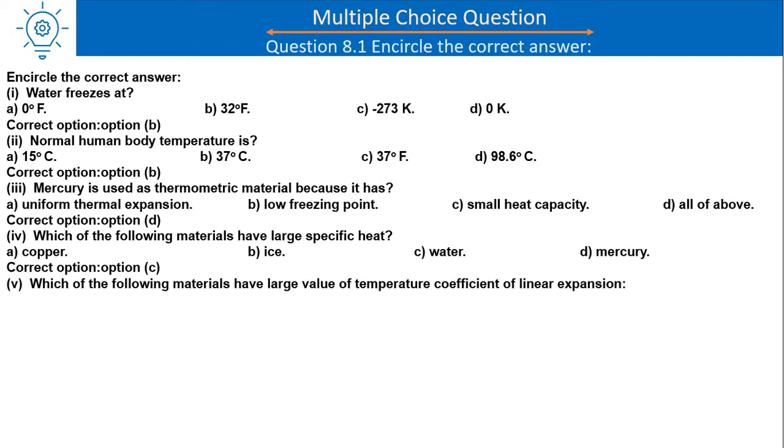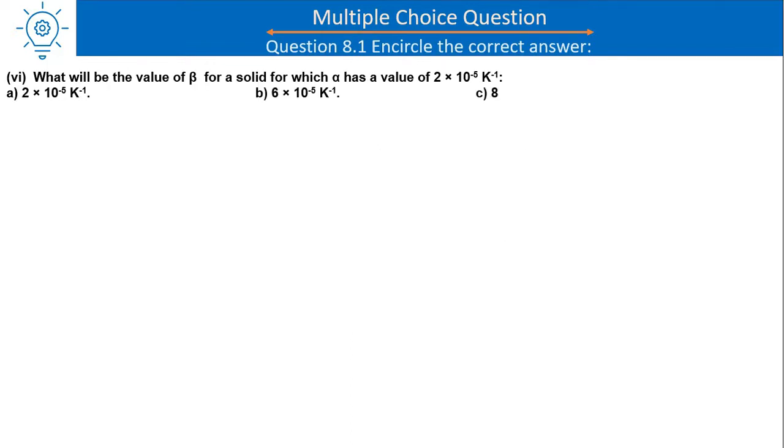Number 5, which of the following materials have large values of temperature coefficient of linear expansion? A, aluminium, B, gold, C, brass, or D, steel. Correct option is option A, aluminium. Now number 6, what will be the value of beta for a solid for which alpha has a value of 2 into 10 minus 5 per Kelvin? A, 2 into 10 minus 5 per Kelvin, B, 6 into 10 minus 5 per Kelvin, C, 8 into 10 minus 15 per Kelvin, D, 8 into 10 minus 5 per Kelvin. So the correct option is option B, 6 into 10 minus 5 per Kelvin.